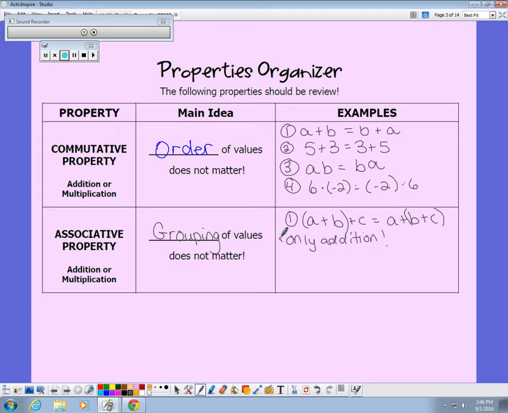And that goes for all of these. If it says multiplication or addition, that's what it's true for, not subtraction or division. Another example, we could say A times B times C and group A and B together. This is the same thing as saying A times B times C, and again, group B and C together.